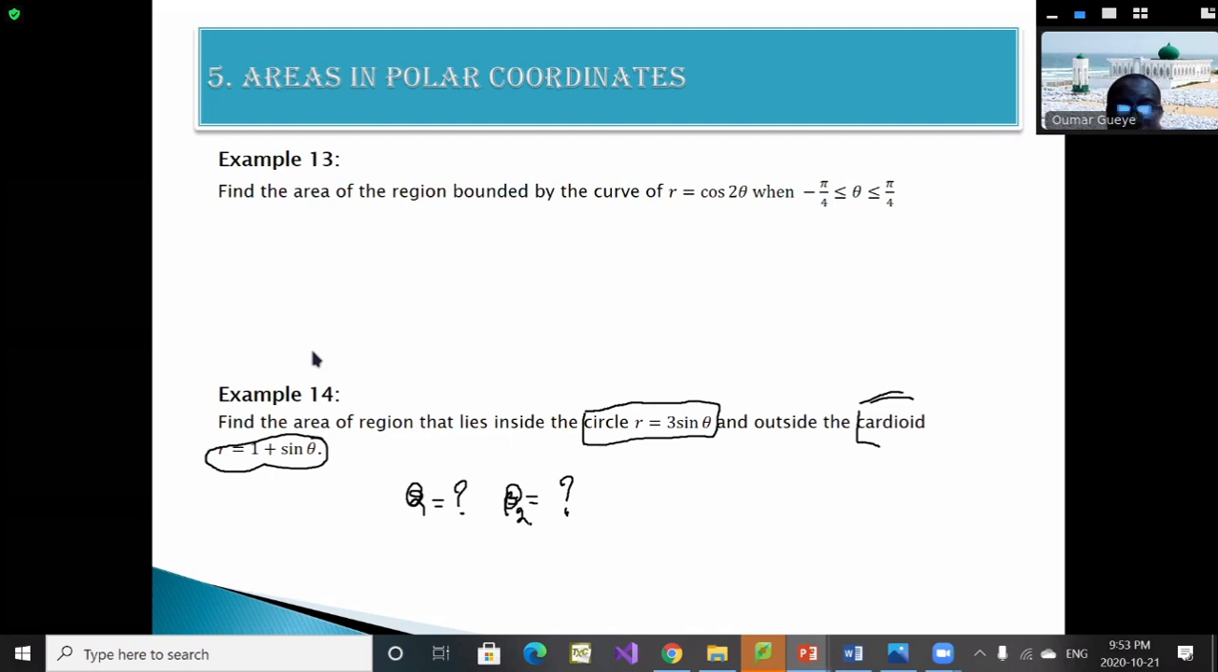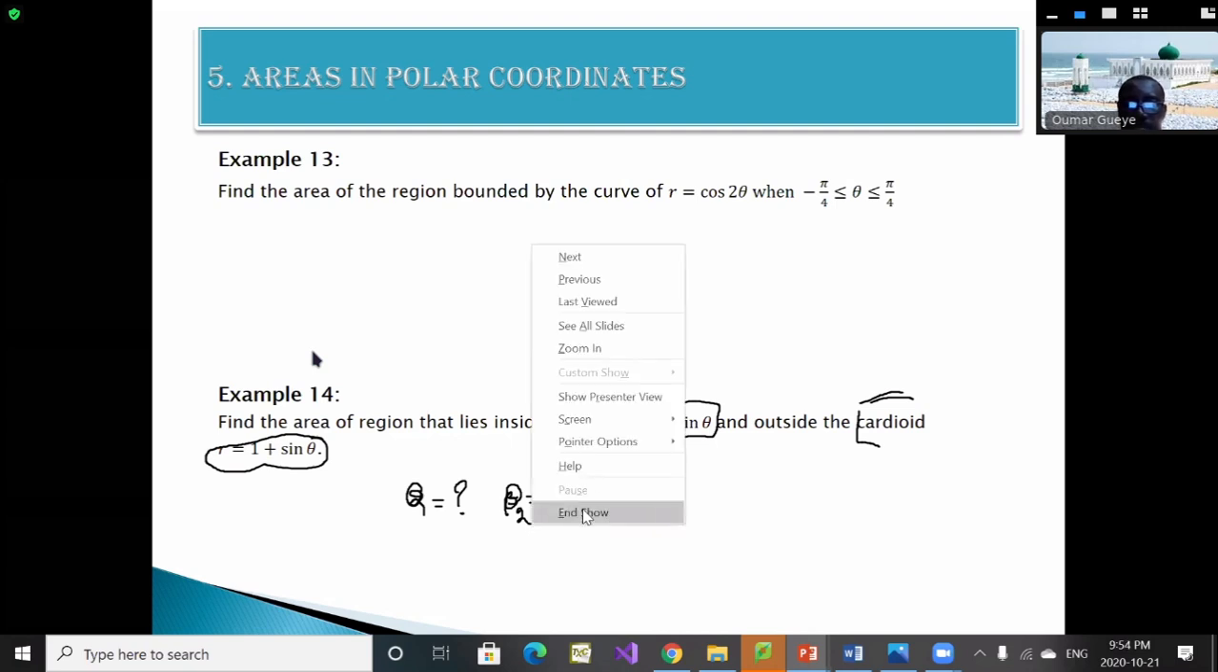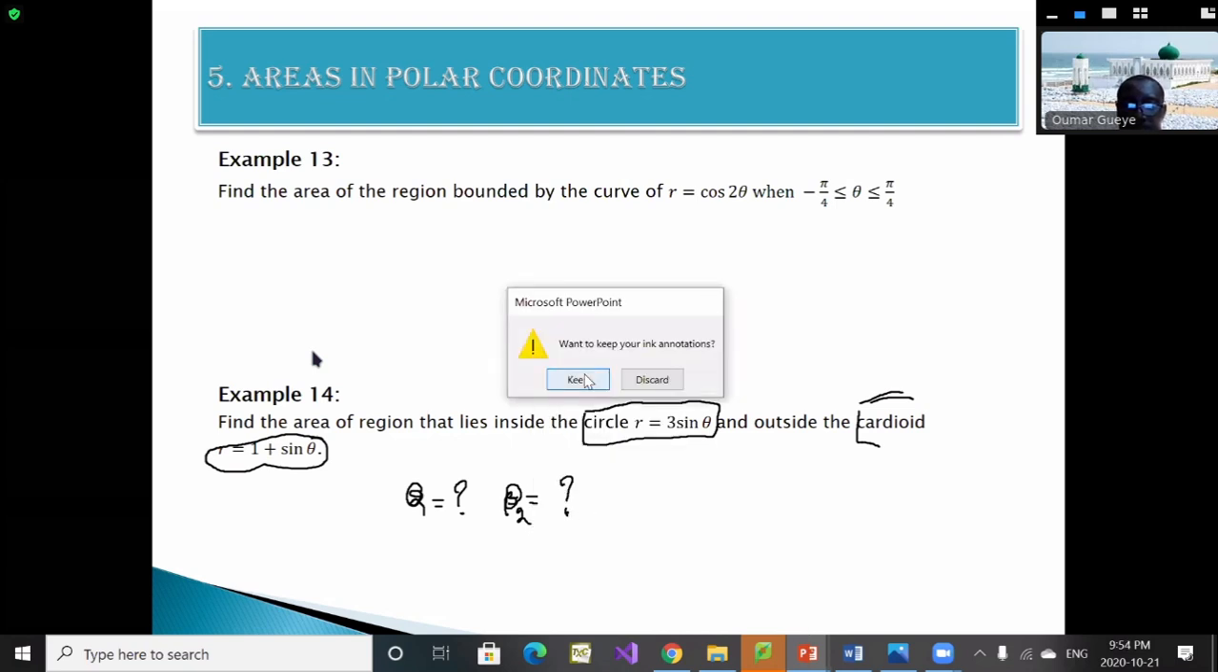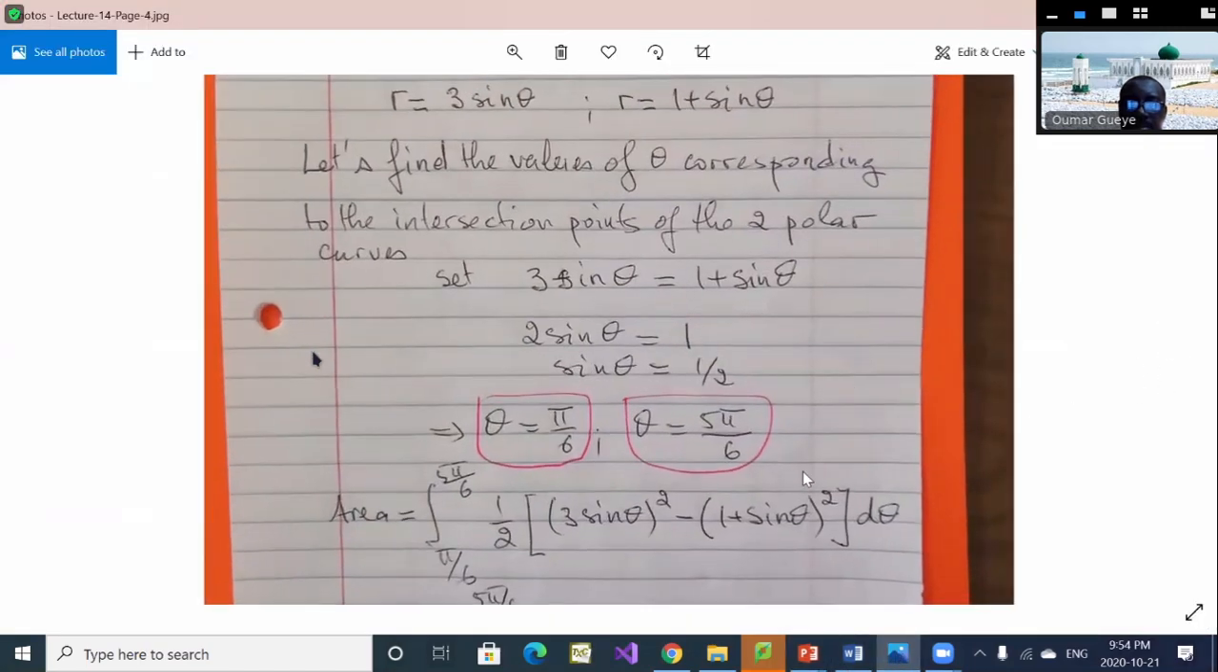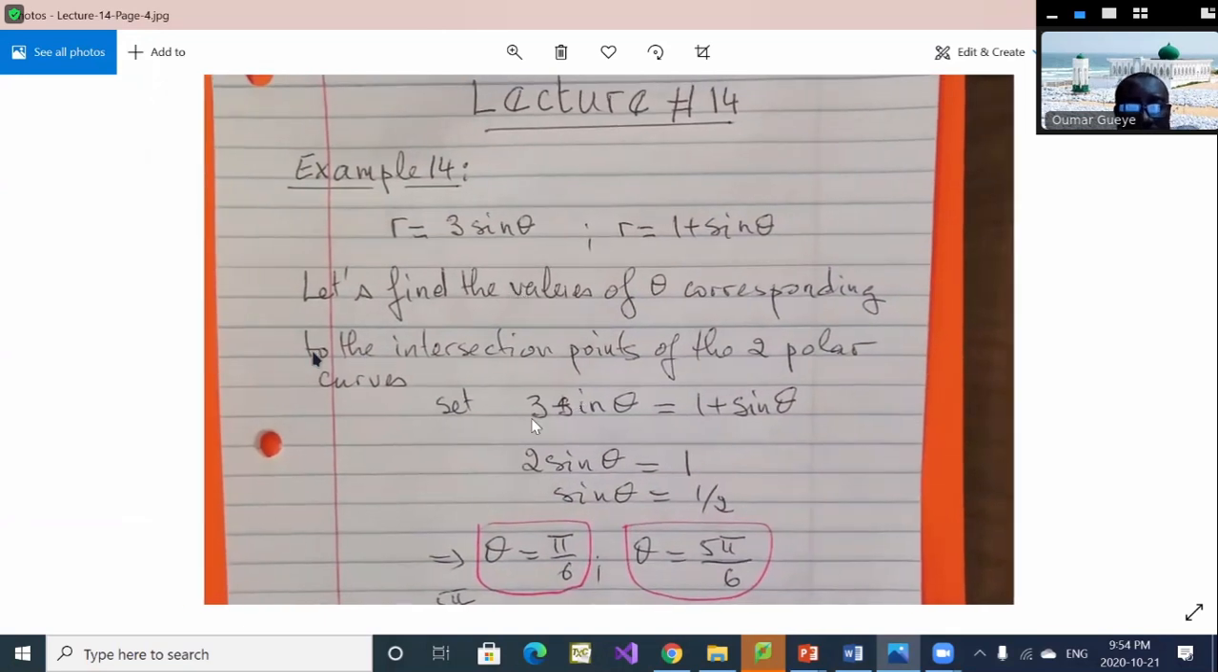Okay, so that's what we're going to do here. Instead of the intersection points, in this case, we're going to find the values of theta corresponding to the intersection points between the two curves. And that's exactly what we did. All right. So we start by equating the two equations in order to find the values of theta corresponding to the intersection points. It's going to be 3 sine theta equal to 1 plus sine theta. So it means 2 sine theta equal to 1.